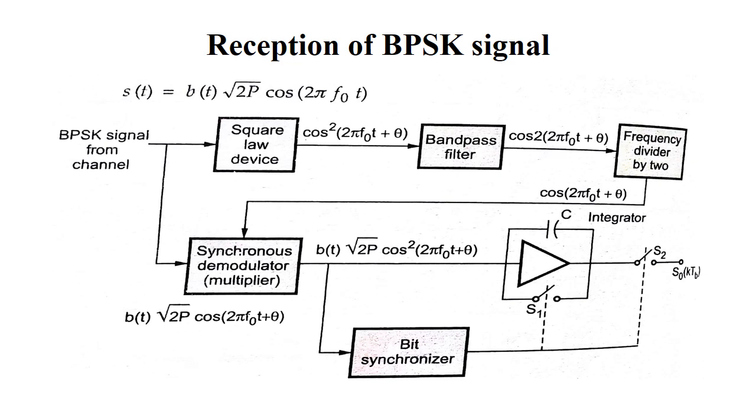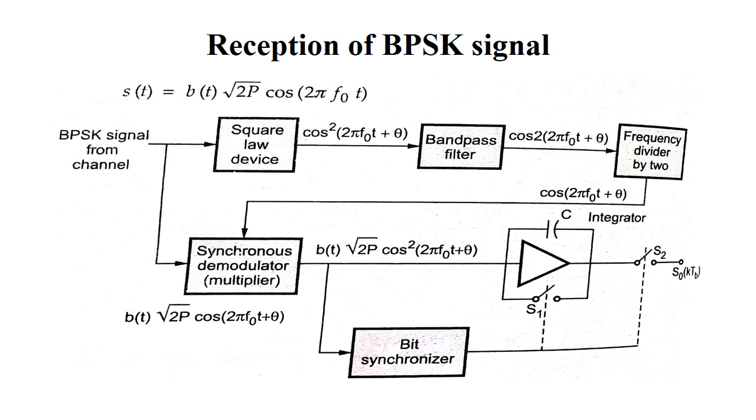The received BPSK signal is S of t equal to B of t into root 2P cos 2 pi f naught t. Here the signal will undergo a phase change depending upon the time delay from the transmitter to the receiver. This phase change is normally fixed. So the signal at the input of the receiver will be S of t equal to B of t into root 2P cos (2 pi f naught t plus theta).